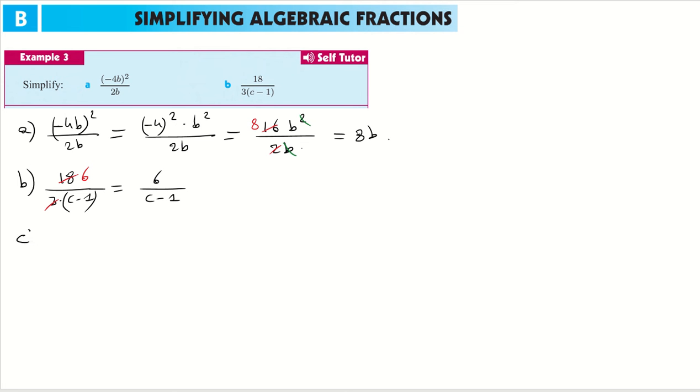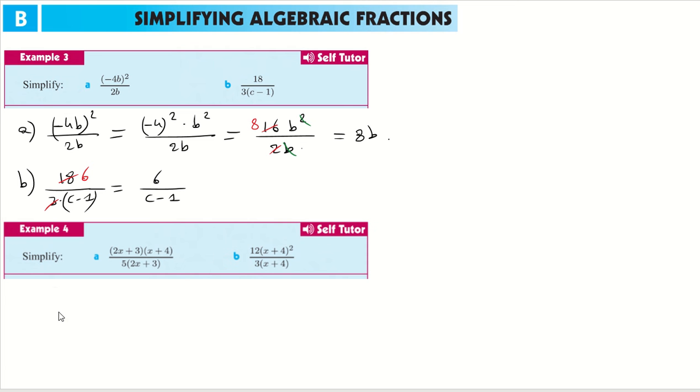And then we go to example 4. Example 4, the first expression, the first fraction, 2x plus 3 times x plus 4 over 5 times 2x plus 3. And I see a common factor in the numerator and the denominator, and they cancel each other. So the answer here is x plus 4 over 5. Because the x plus 4 is left in the numerator and the 5 is left in the denominator.